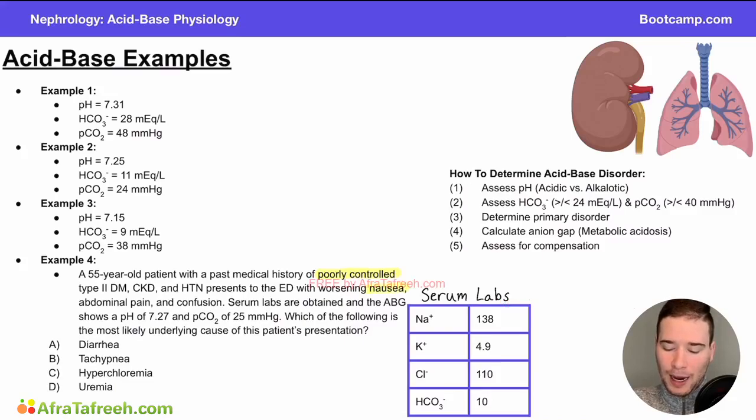Again, in this sentence, I would highlight this patient's presenting symptoms of nausea, abdominal pain, and confusion. Why is that? Because when we think about working up a patient to determine their underlying etiology and their ultimate pathology, we want to think about what makes sense, right?